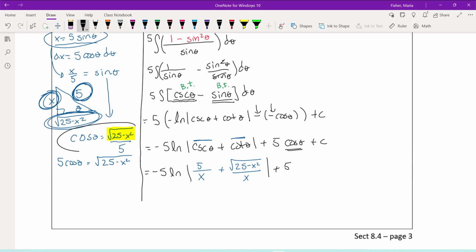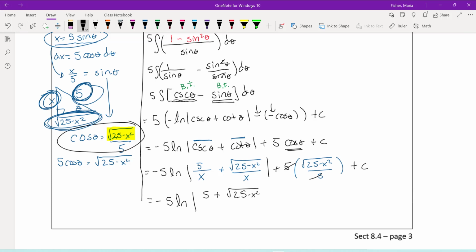Remember, we figured out what cosine was over here. It's the square root of 25 minus x squared over 5, or you can think of it as adjacent over hypotenuse. Well, I can reduce between these 5's, and if I do that, we end up with negative 5 natural log of the absolute value of 5 plus the square root of 25 minus x squared all over x, combining since it has the same denominator, and then plus the square root of 25 minus x squared plus c.